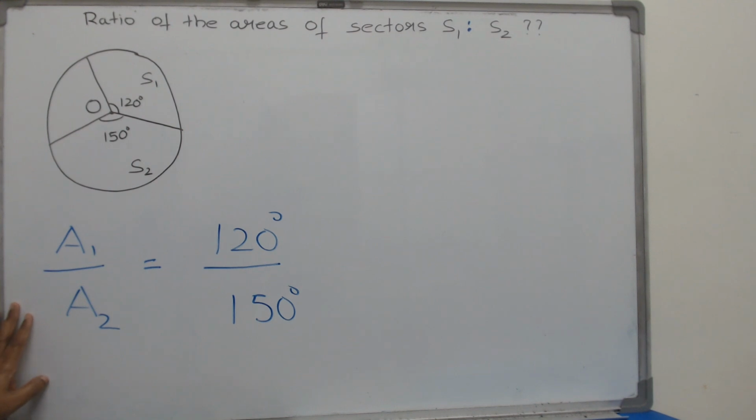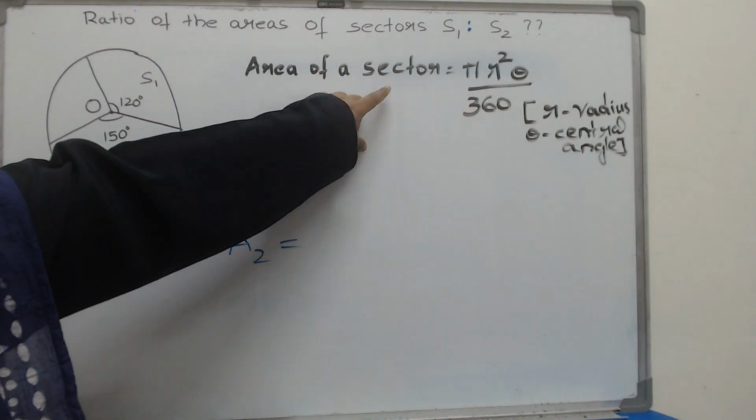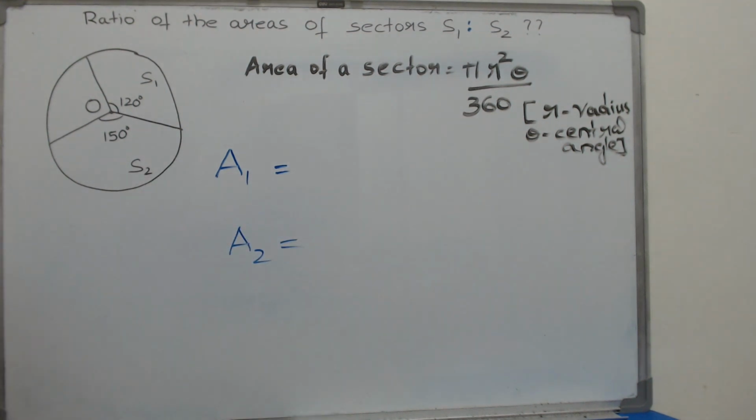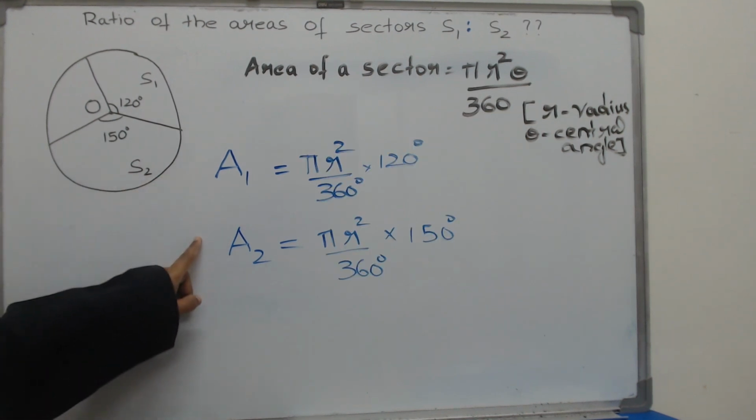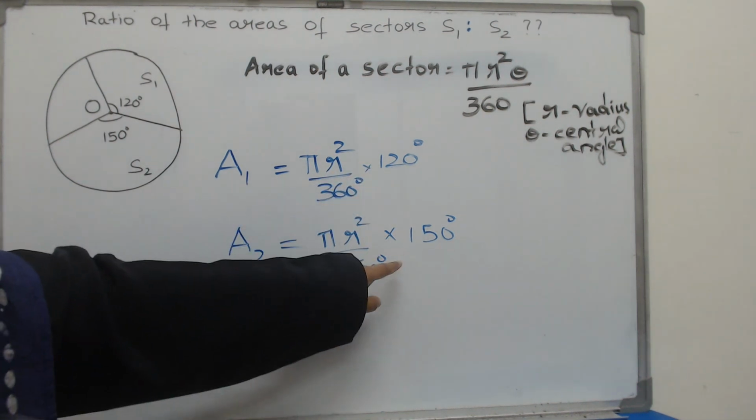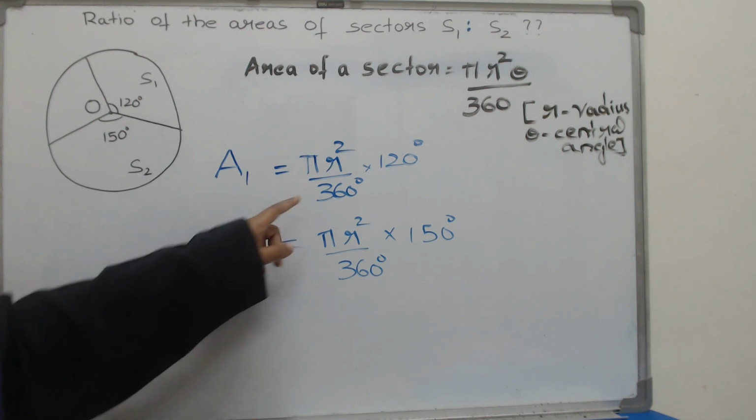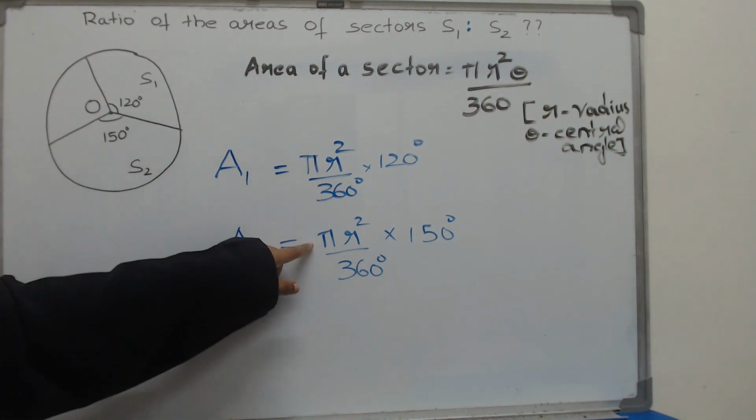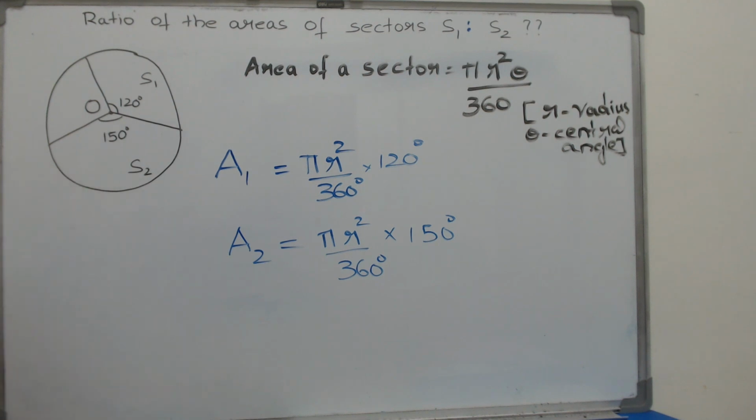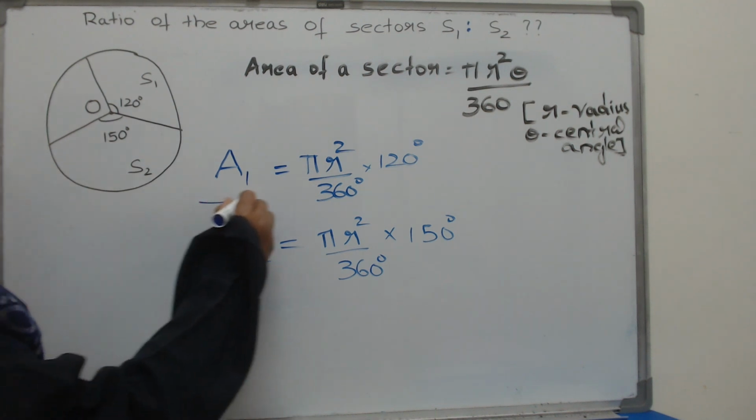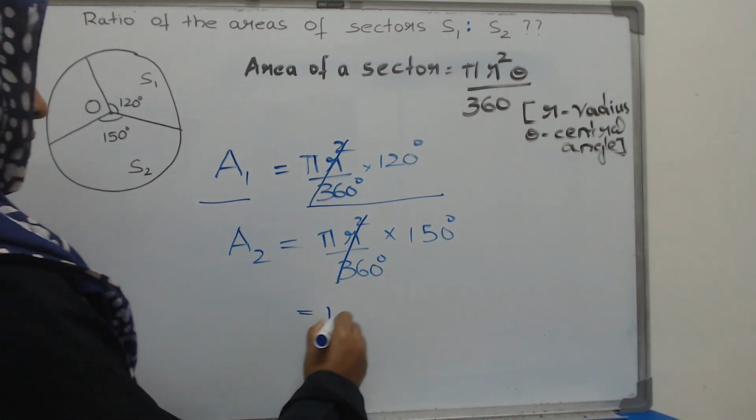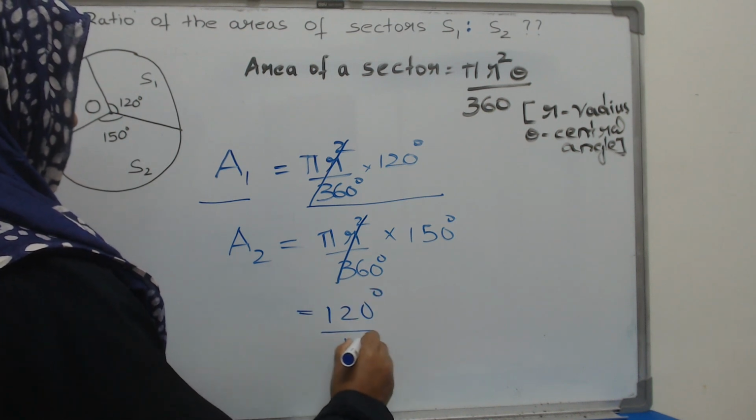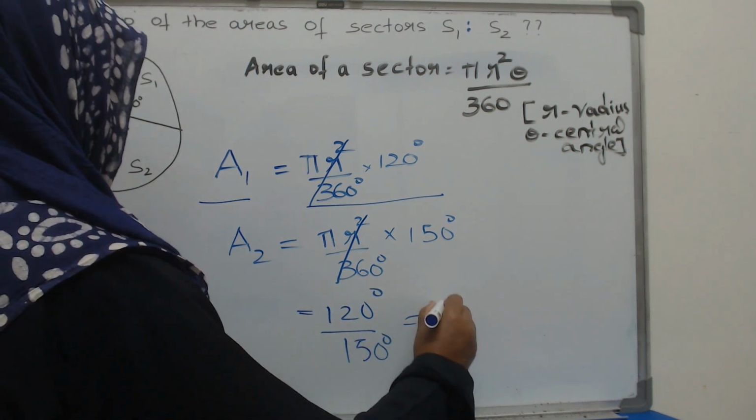But why is that so? The area of a sector is given by such a formula where r is the radius of the circle and theta is the central angle. Now how do these two values differ? The only difference in their values comes from the central angle that they make. Pi and 360 is going to be the same. R is going to be the same because they both lie on the same circle. So when you take the ratio, what happens? All the like terms get cancelled and all you are left with is the ratio of their central angles, which is just 4 by 5.